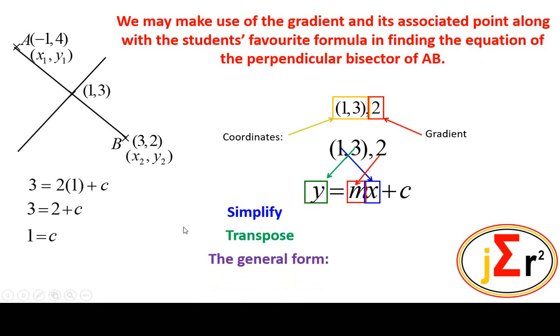The equation of the line will be, of course, y is equal to mx plus c. Y is equal to m is 2, x plus c is 1. So y is equal to 2x plus 1. That is the equation. And we have found the equation of the perpendicular bisector of the line segment AB.